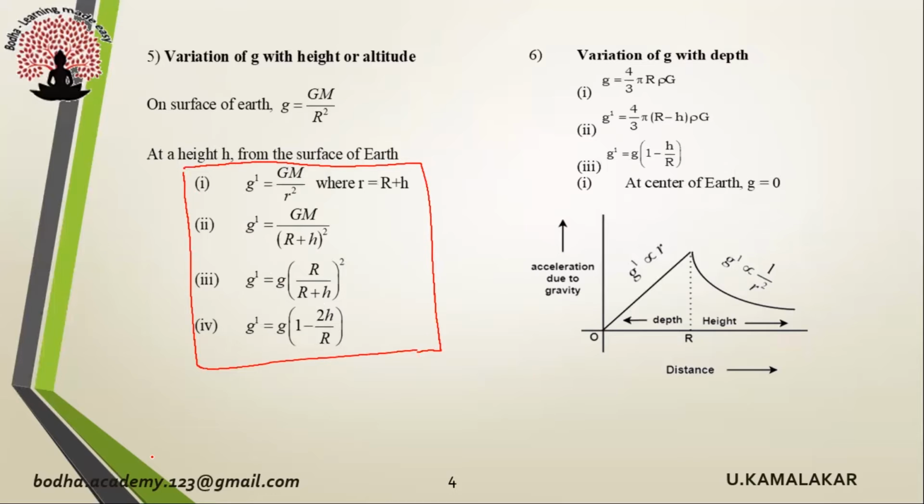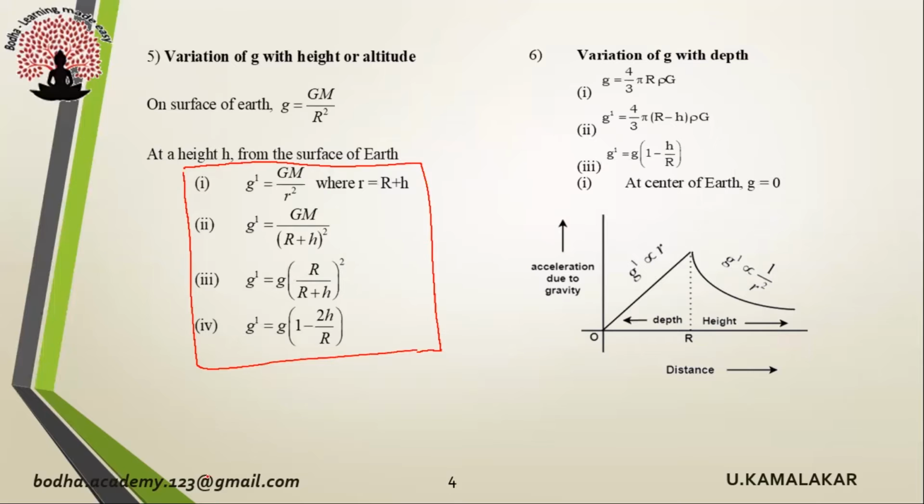Acceleration due to gravity at a height h is also given as g' = GM / (R + h)², or g' = g × R² / (R + h)², or g' = g (1 − 2h/R).